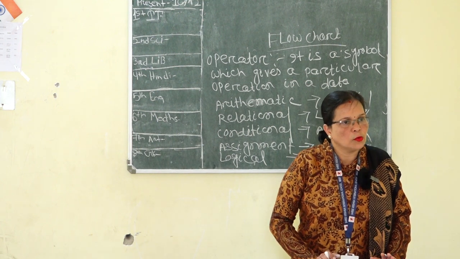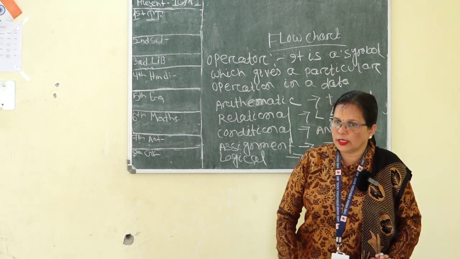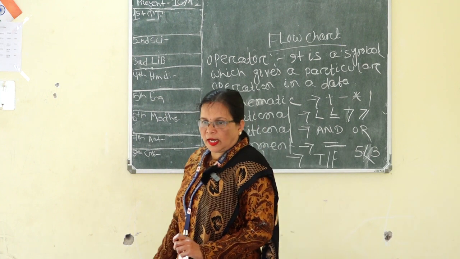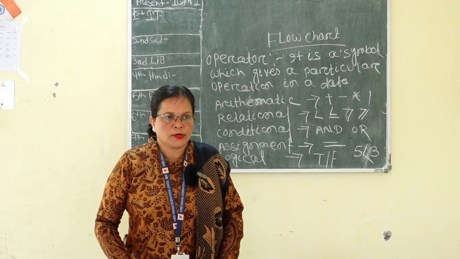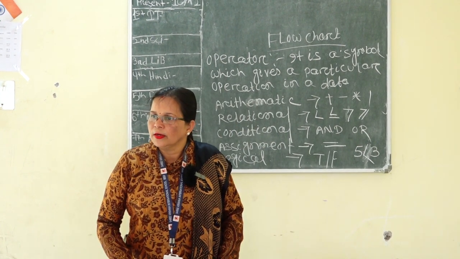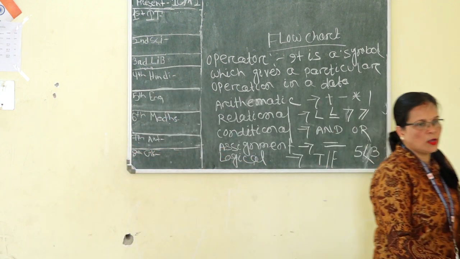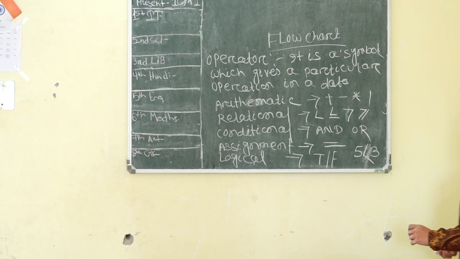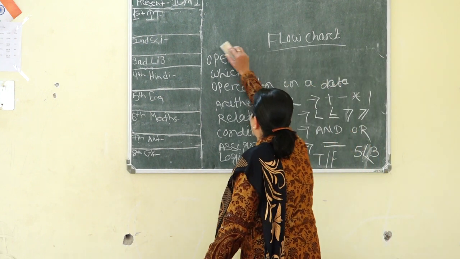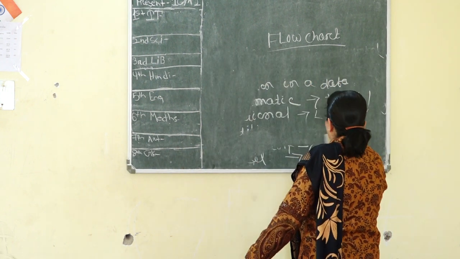Now clear? What is a flowchart? What are the symbols of a flowchart? What is an operator and what are the types of operators? Now clear to everybody? Okay. Now we will start how to draw a flowchart.